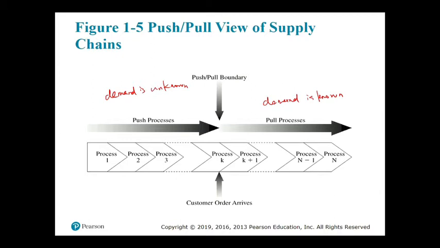And of course, even though demand is known in the pull process, sometimes we may still not be able to respond perfectly to match demand because of the constraints created by the upstream processes.